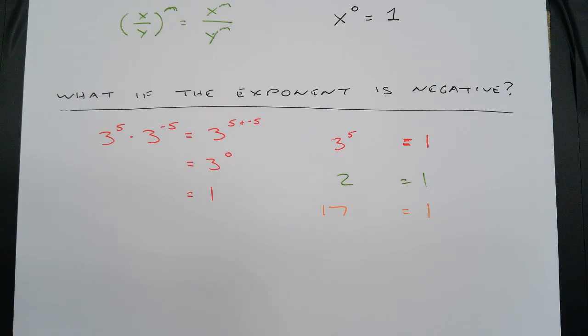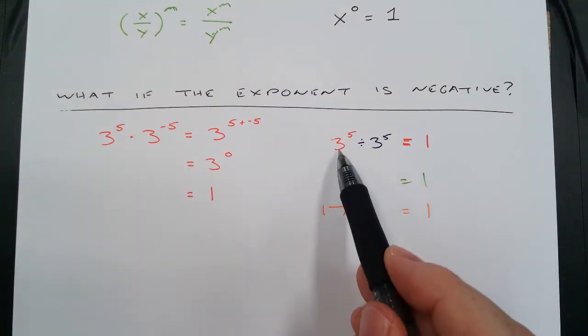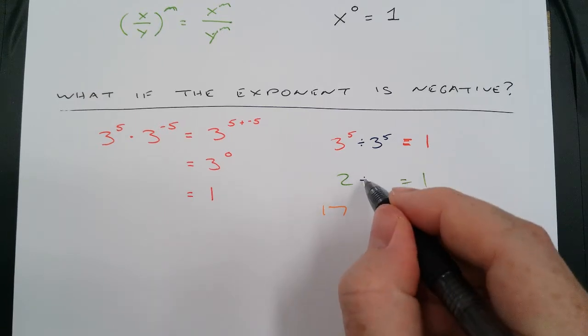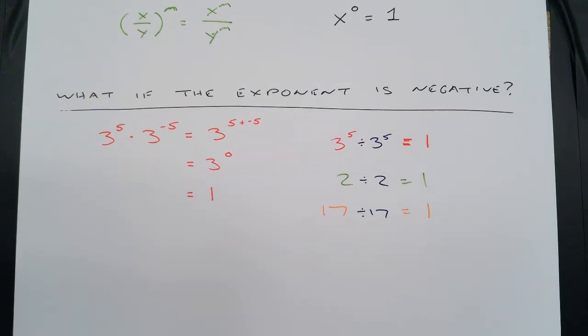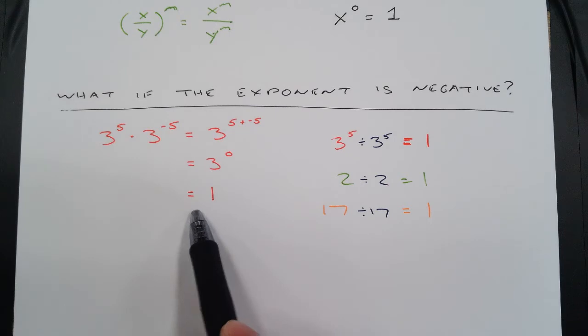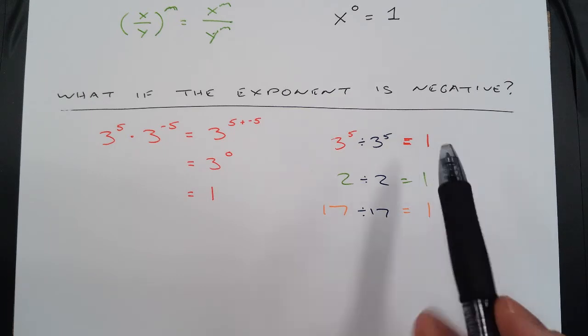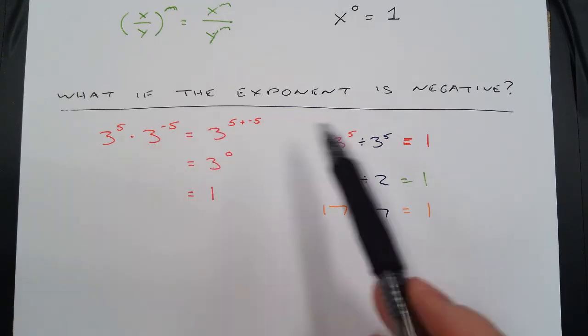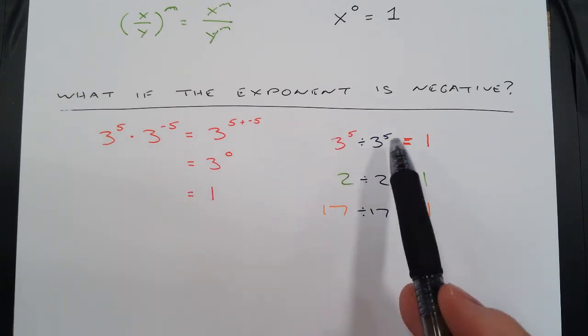Some of you might know this. You divide by 3 to the fifth. 3 to the fifth divided by 3 to the fifth equals 1. 2 divided by 2 makes 1. 17 divided by 17 makes 1. You divide by itself, which means, let's look at this: 3 to the fifth times 3 to the negative fifth equals 1, and 3 to the fifth divided by 3 to the fifth equals 1. So somehow, multiplying by 3 to the negative fifth is the same as dividing by 3 to the fifth.